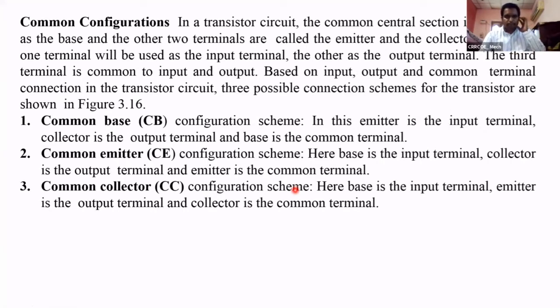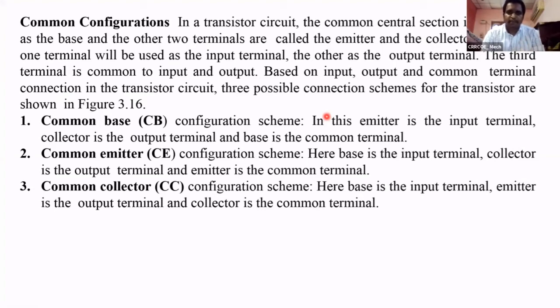Next, we have three terminals: emitter, collector, and base. Of these three terminals, one is the input terminal, one is the output terminal, and in between there is a common terminal. Based on the terminal used as the common terminal, we have three configurations. First is the common base configuration, where the input terminal is the emitter and the output terminal is the collector. The common terminal between input and output is the base, that's why it is called common base configuration.